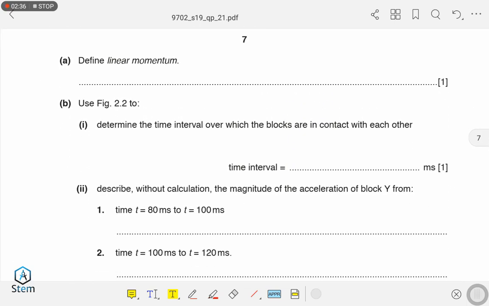Define linear momentum. Very easy. This is equal to velocity multiplied by mass. You would remember mv, P is equal to mv. This is the simplest way to define linear momentum. Okay, use Fig 2.2 to determine the interval over which the blocks are in contact with each other.